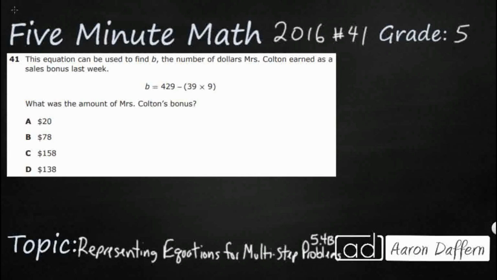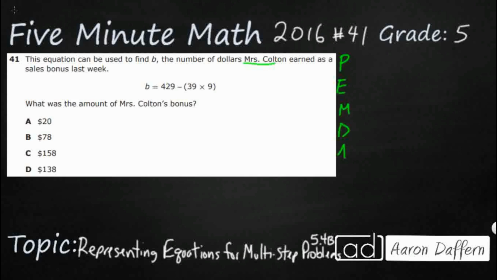So we have Mrs. Colton, and she's earning a sales bonus last week. And so for some reason we've got this B equals 429 minus parentheses 39 times 9. So what are we doing exactly with that parentheses? Well, we need to realize that this is a problem for our order of operations.